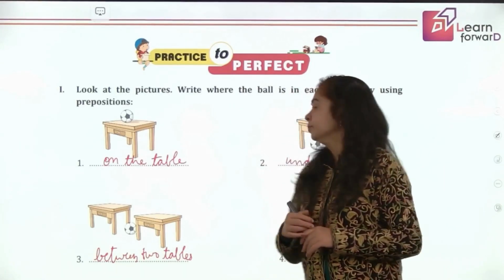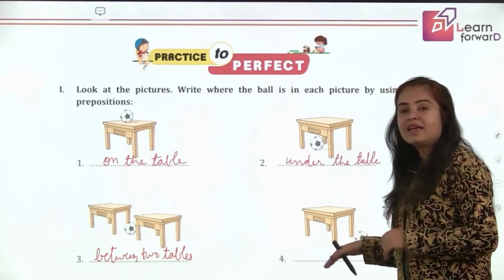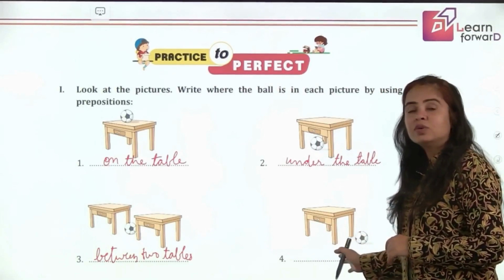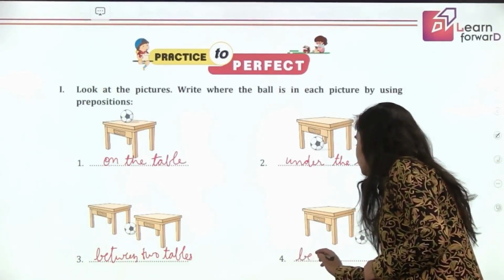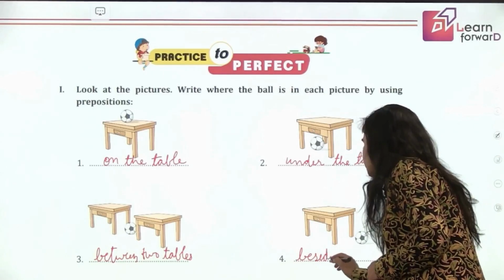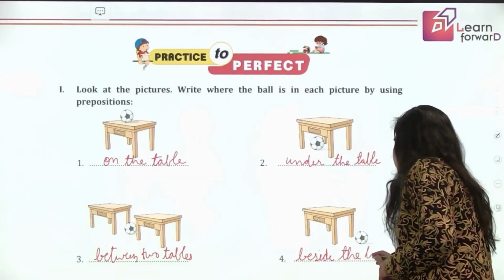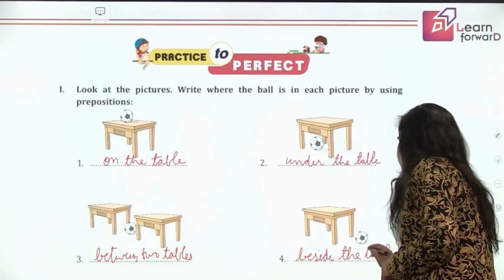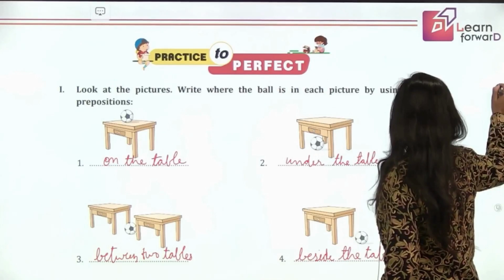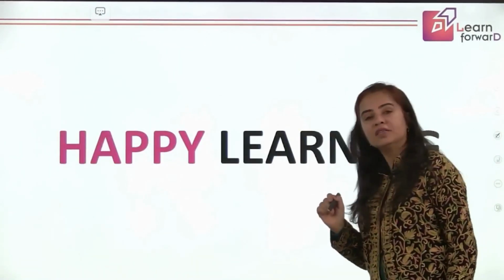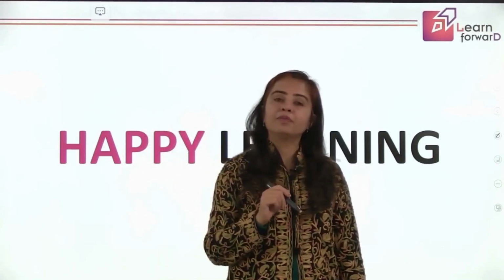Okay. Now next, what do you see here? Yes, it is beside. You can say near, you can say beside. So here I will use beside because it is just by the side. Beside the table. So these were the different positions of the ball in relation to the table.